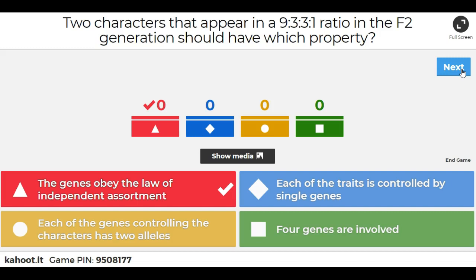All right, so these genes are obviously obeying the law of independent assortment. Now this 9-to-3-to-3-to-1 ratio is what Mendel found when doing a dihybrid cross. So these would be our expected results. Now what we find sometimes when doing a dihybrid cross is we do not get these results, and this helps us determine whether genes are linked or unlinked.